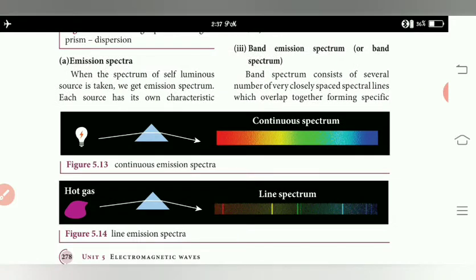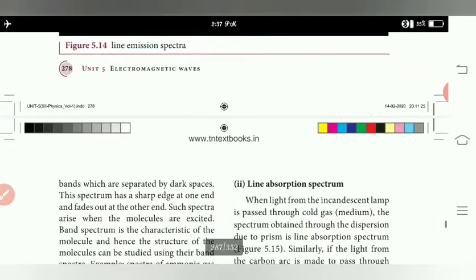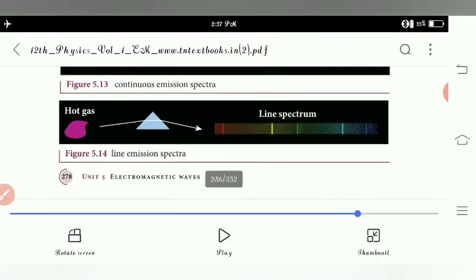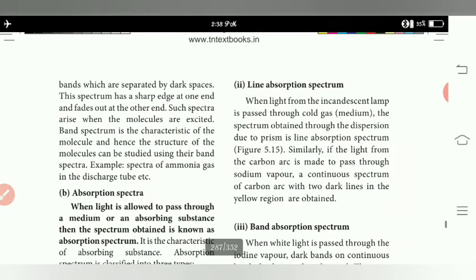Band emission spectrum happens only due to the excitation of molecules. The band spectrum consists of several very closely spaced spectral lines which overlap together, forming specific bands separated by dark spaces. Look at the picture. Line spectrum: when hot gases pass through the prism, you may see narrow straight lines, which is called a line spectrum.